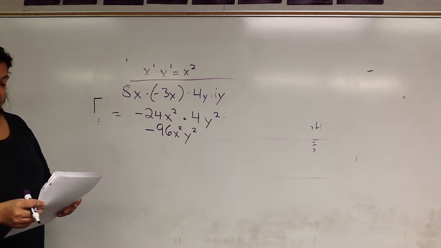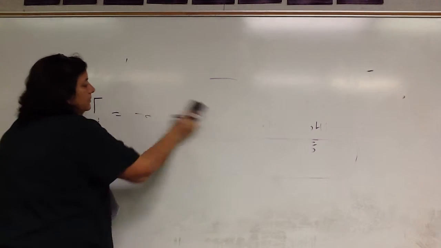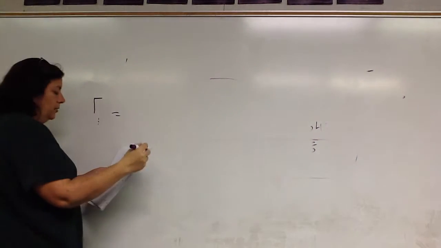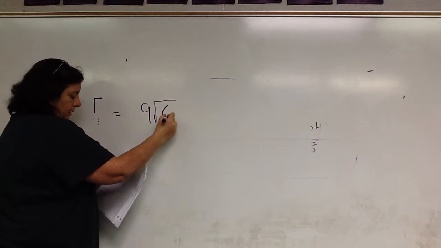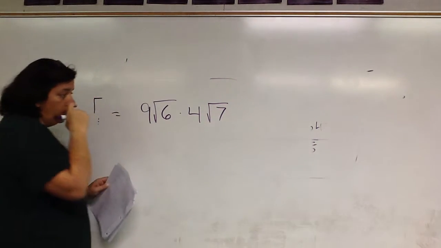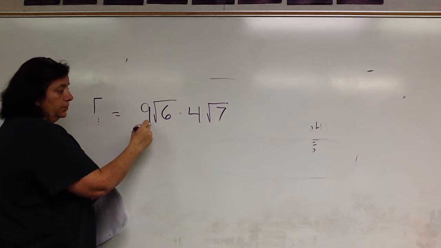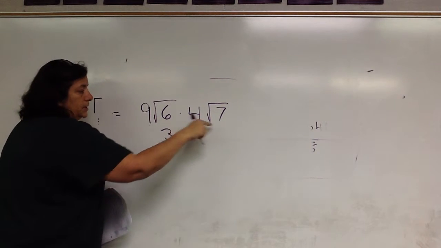Okay, now let's do one that's 9 root 6 times 4 root 7. When you're multiplying irrational numbers, you can multiply the coefficients and you can multiply what's under the radical. That doesn't work for adding and subtracting, but it absolutely works for multiplying. So I'm going to multiply the coefficients, and I get 36. And then I multiply what's under the radical.